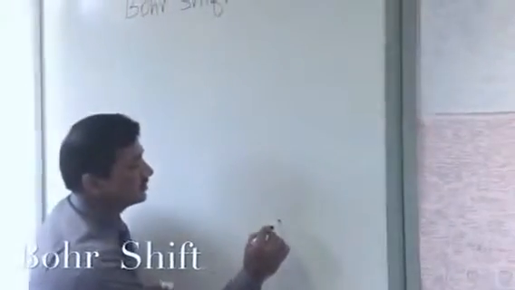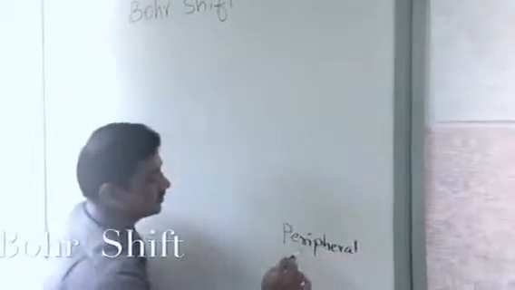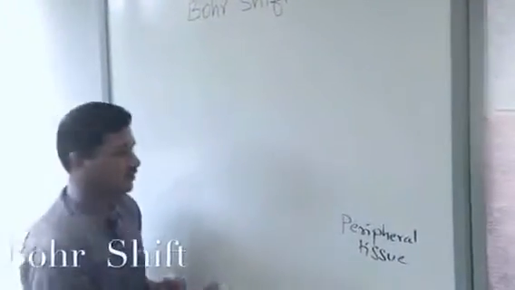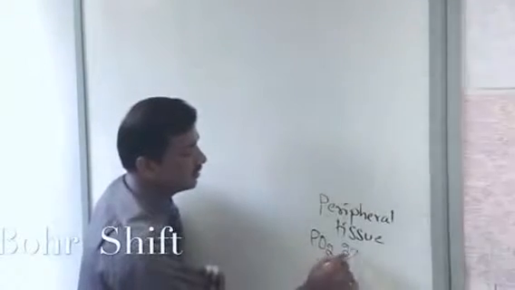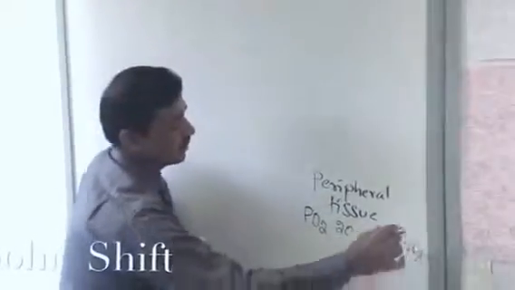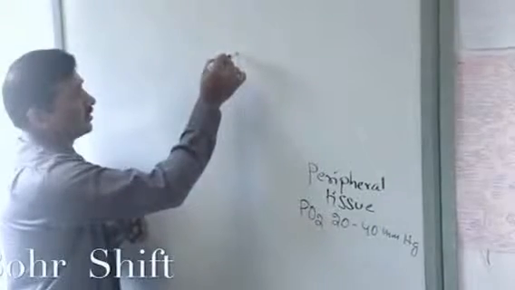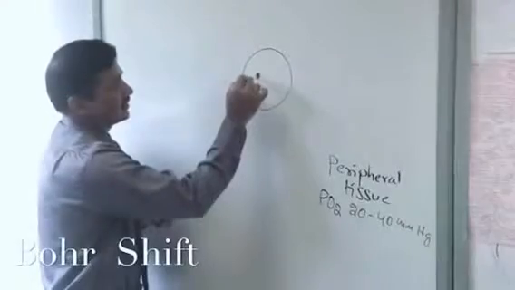Let's understand how hemoglobin does this job. Let's see the peripheral tissue first. Let's write peripheral tissue here. As you all know, the partial pressure of oxygen in peripheral tissue, that is PO2, will be between 20 to 40 millimeter of mercury. Here is your red blood cell carrying hemoglobin. This is a hemoglobin molecule.